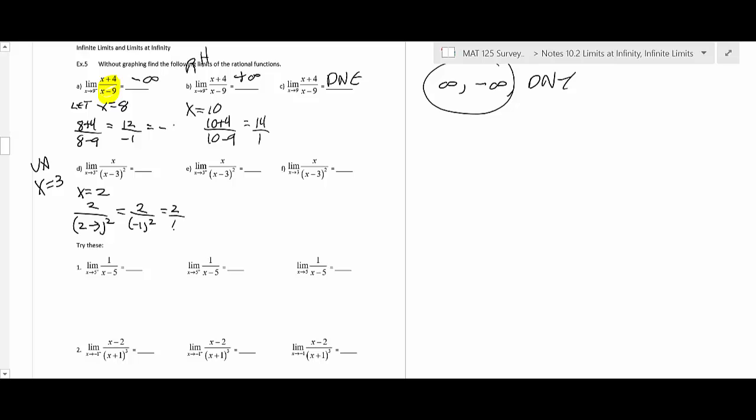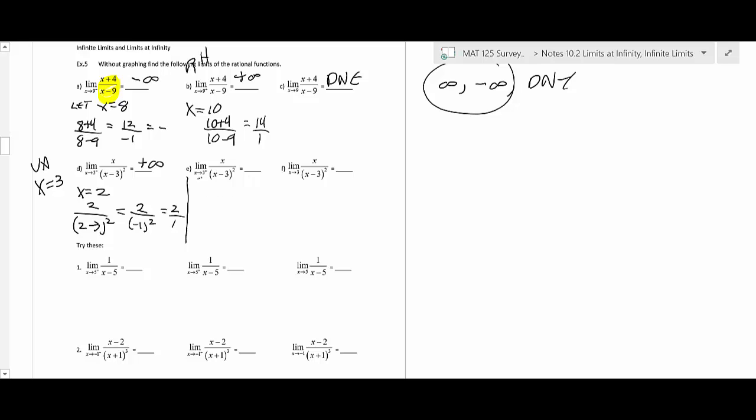What's the answer? Positive infinity. Now I'll tell you what I do on a problem like this. If you want to make this even quicker, if you square something, what happens? You get a positive. So that denominator is always going to be positive, without a doubt. So all you got to worry about is the numerator on this problem. Whatever the numerator is going to determine where it goes.